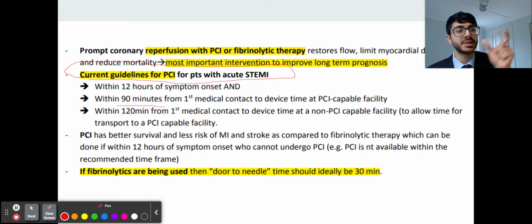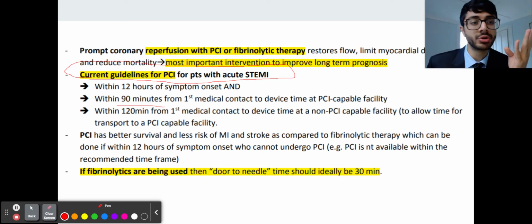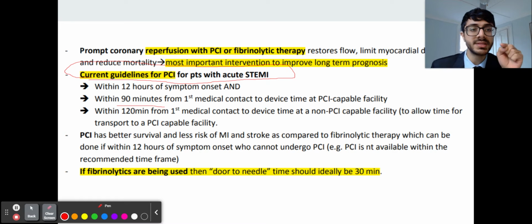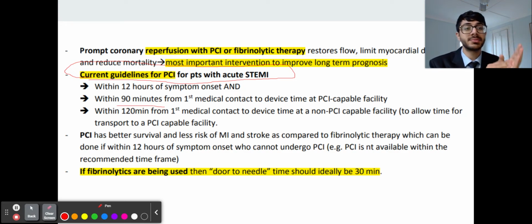We give you 30 extra minutes as buffer zone to reach a facility. And it's within 12 hours of symptom onset. So it could be that you started having the acute coronary syndrome pain 9 hours ago, and it's been 15 minutes since you've come to the emergency department. We're still going to PCI you. It's not within 90 minutes of symptom onset. It's within 90 minutes of arrival at the facility. So even if they had the symptom onset 9 hours ago, you're still going to PCI them.